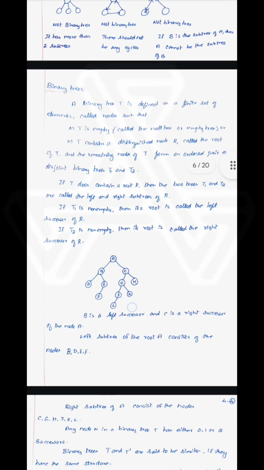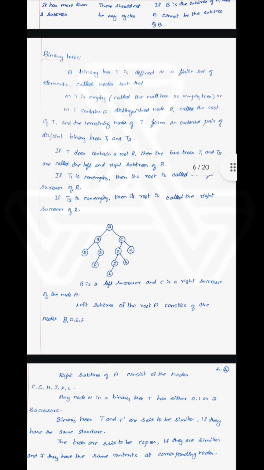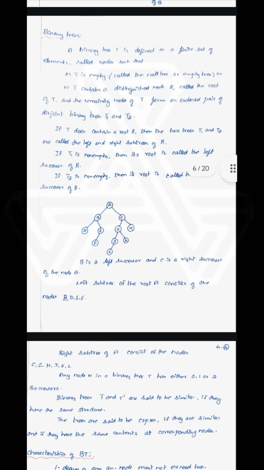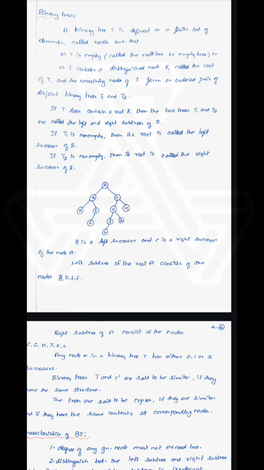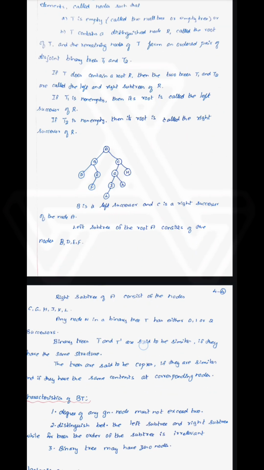A binary tree T is defined as a finite set of elements called nodes such that T is empty, called the null tree or empty tree, or T contains a distinguished node R called the root of T, and the remaining nodes of T form an ordered pair of disjoint binary trees T1 and T2. If T does contain a root R, then the two trees T1 and T2 are called the left and right subtrees of R. If T1 is non-empty, then its root is called the left successor of R. If T2 is non-empty, then its root is called the right successor of R.